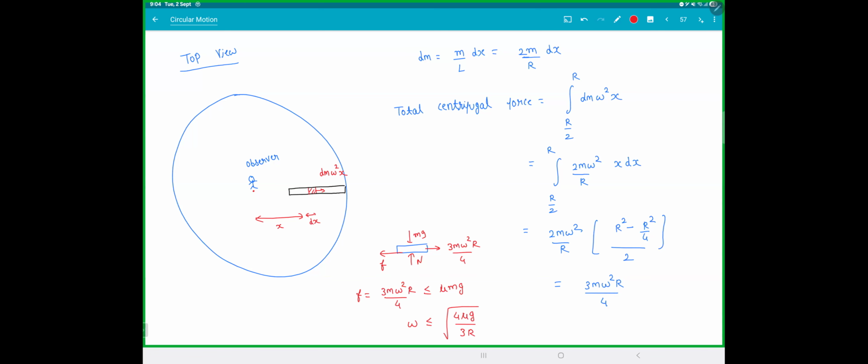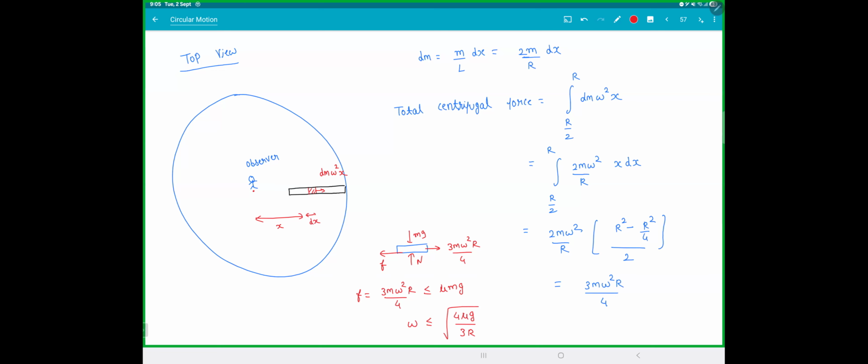Is this clear, everyone, what we did? What is centrifugal force? m omega square r. But what is r of the rod? The rod is not a single point. There are multiple points on the rod. So every segment on the rod will have a different centrifugal force. We have to add them up.